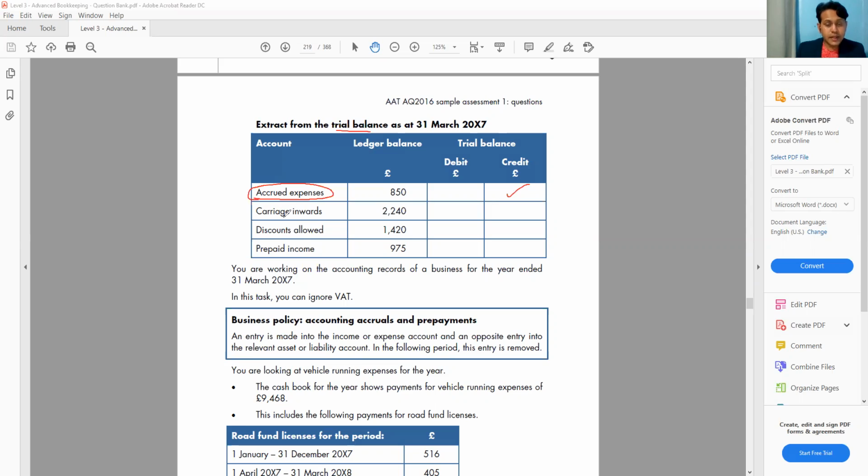Then we have carriage inwards. Carriage inwards means it's a delivery cost. Sometimes the word is a little bit tricky, but carriage inwards means when we buy something and we are the one who pays the delivery. When the buyer pays the delivery cost, we call it carriage inwards. When the seller pays the delivery cost, we call it carriage outwards. So both are expense, and expense is debit. Discount allowed, I think all of you know that. Discount allowed is an expense for the business, so of course it is a debit.